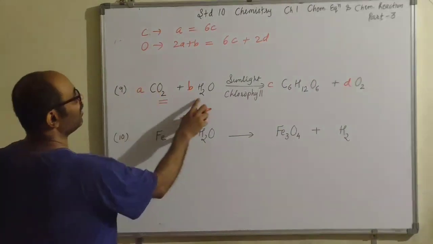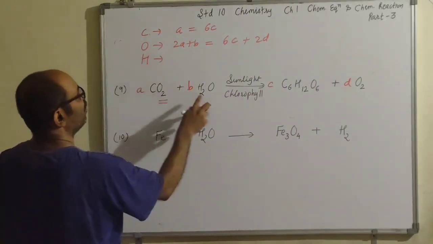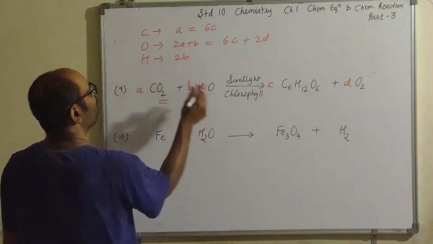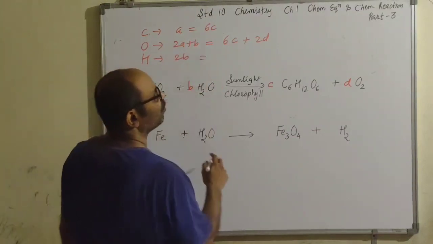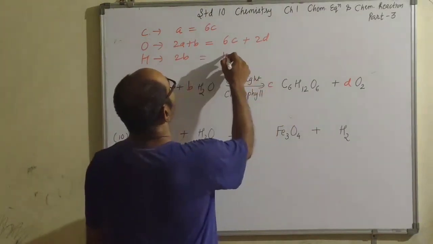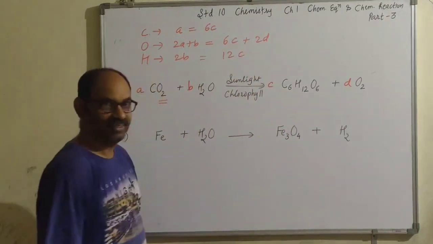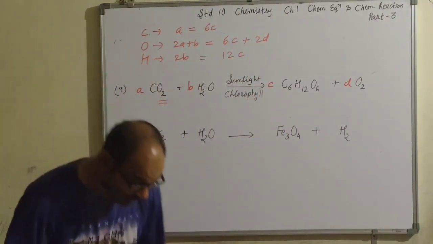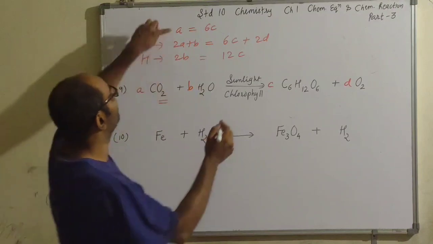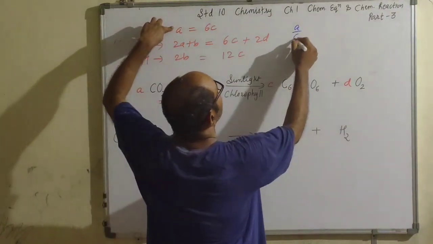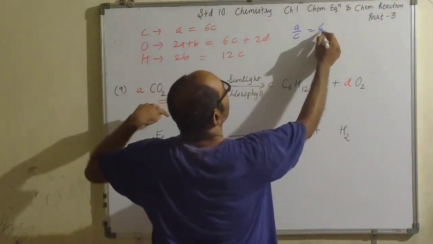Right? Anything else? Yes, hydrogen is there. 2 into B, 2B, that's it, is equal to 12 into C, 12C. That's it. Okay. Now, I can take this ratio of A and C. A upon C is equal to 6 upon 1.